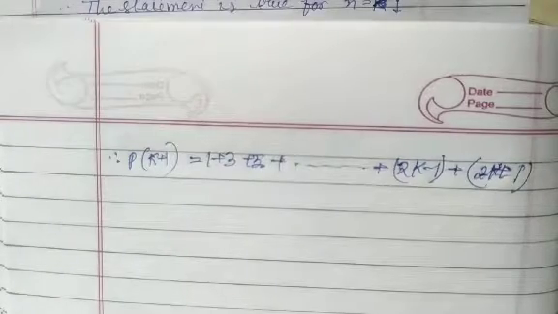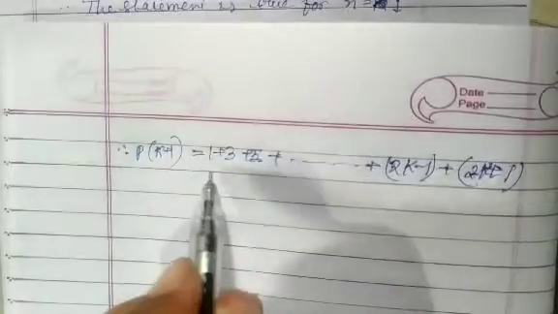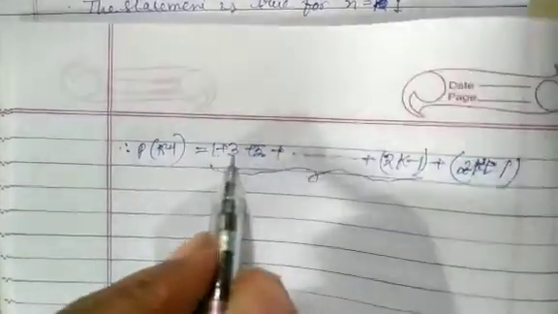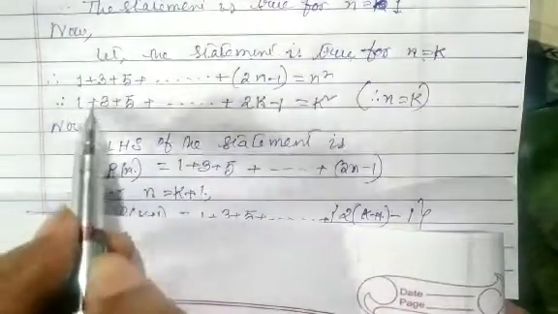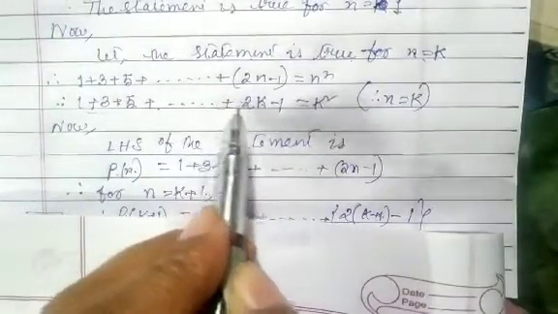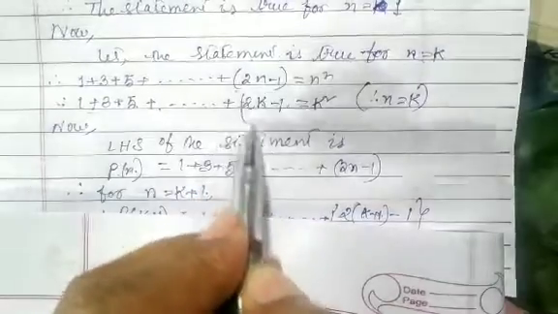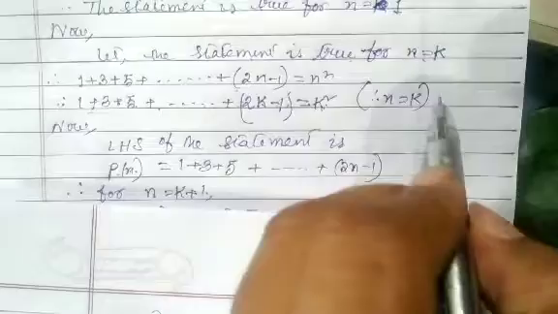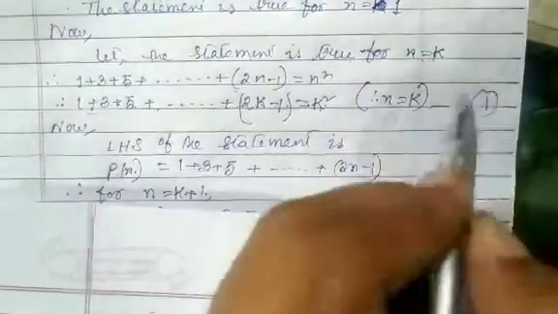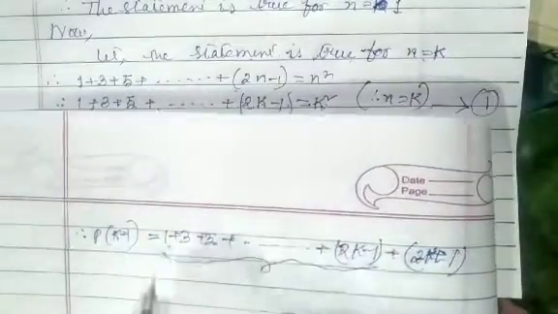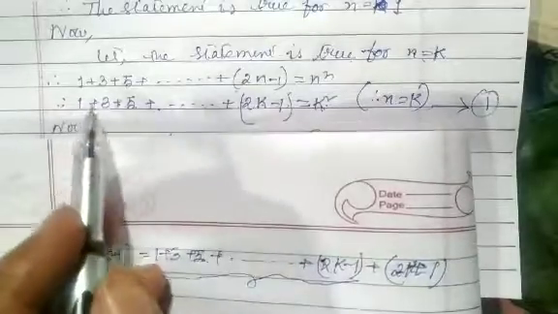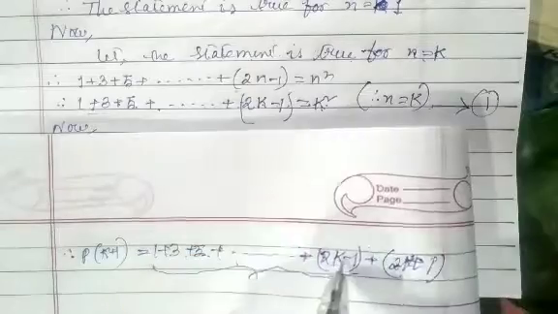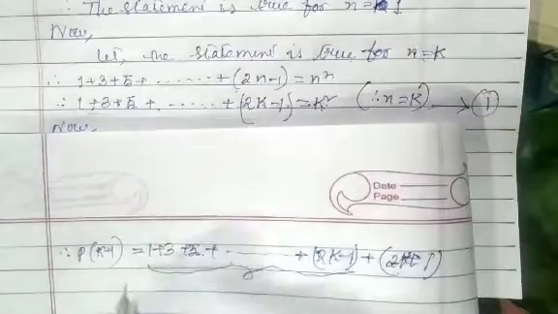Okay, students, now see very carefully. Now see from here, from 1 to 2 into k plus 1, we got this value here: 1 plus 3 plus 5 plus dot dot dot plus 2k minus 1 is equal to k square. Okay, we have taken this as equation number 1. Now see the same thing, 1 plus 3 plus 5 plus dot dot dot plus 2k minus 1 is equal to k square.